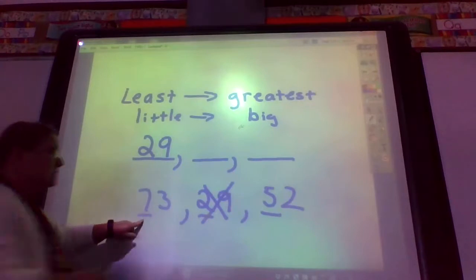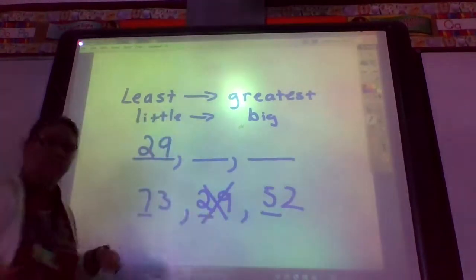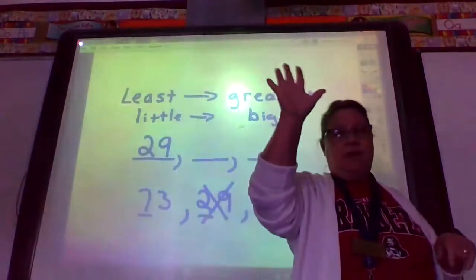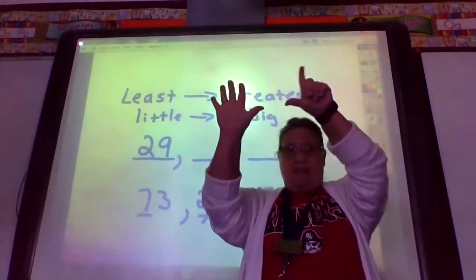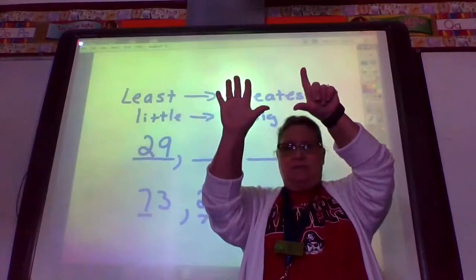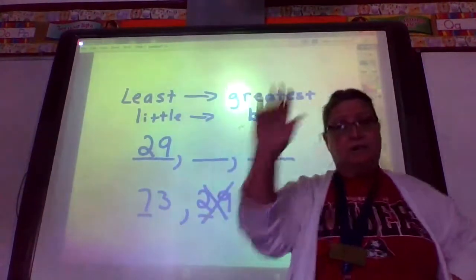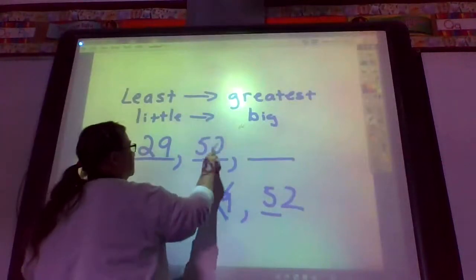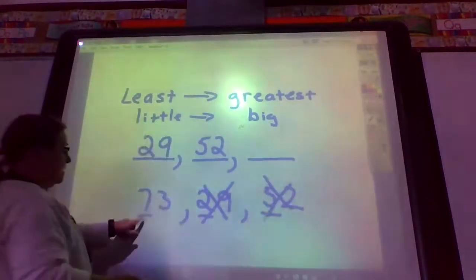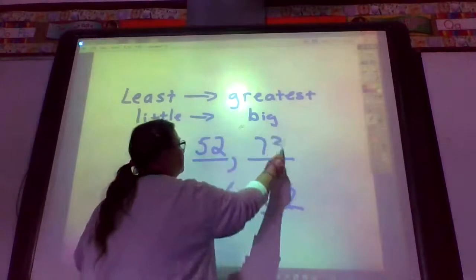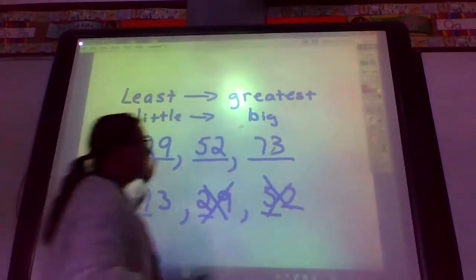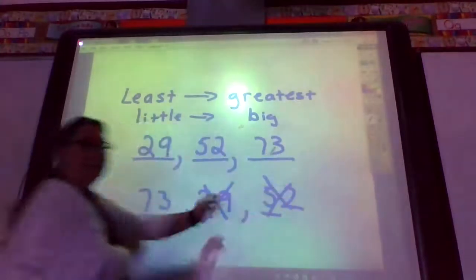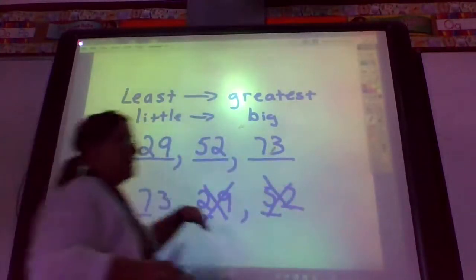Now I have a 7 and I have a 5. Well, here's 5. I only have 5. If I want 7, I've got to have both hands up. So 5 would be smaller. 52. And then 73 would be my biggest number there. Littlest to biggest. Least to greatest. Always going from left to right.